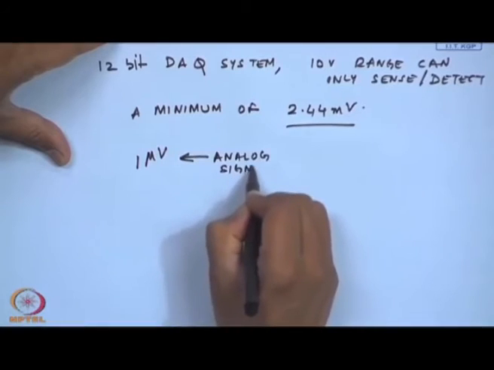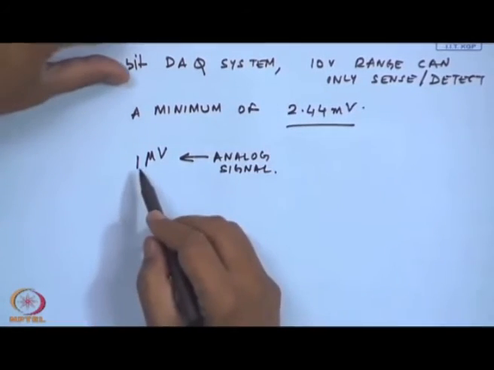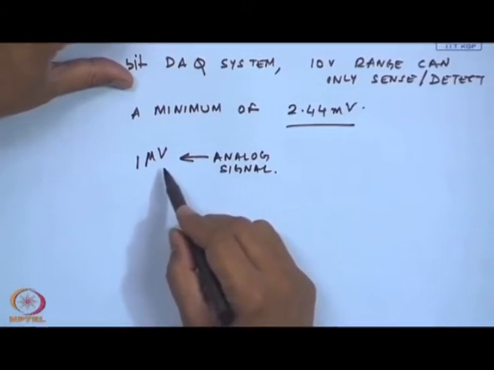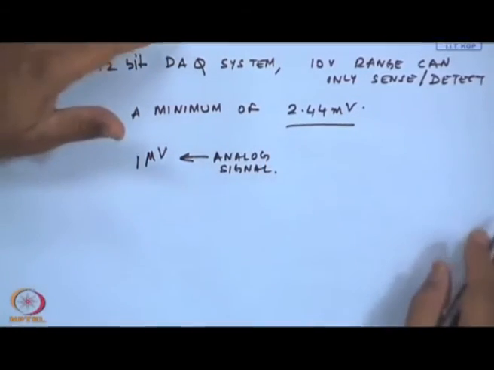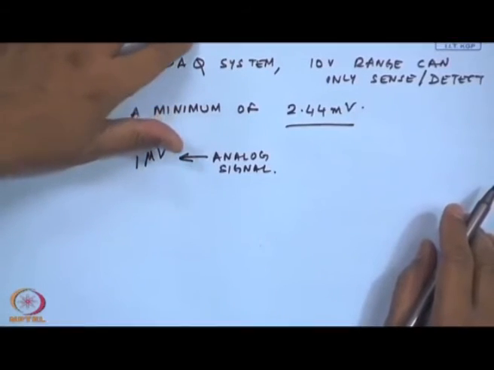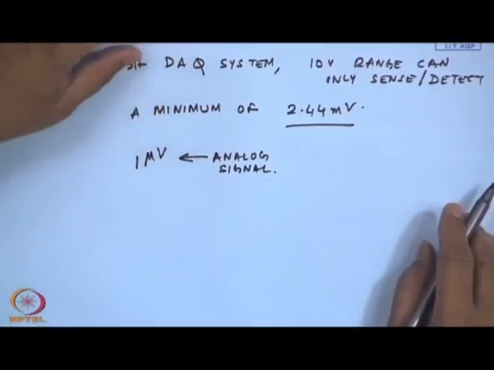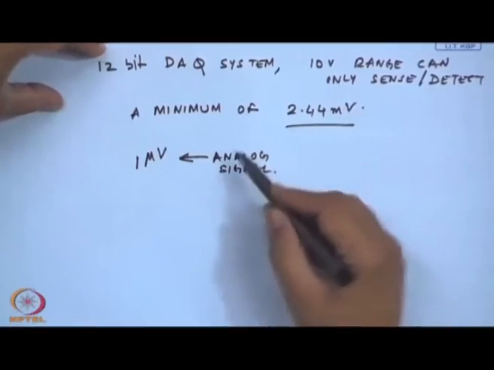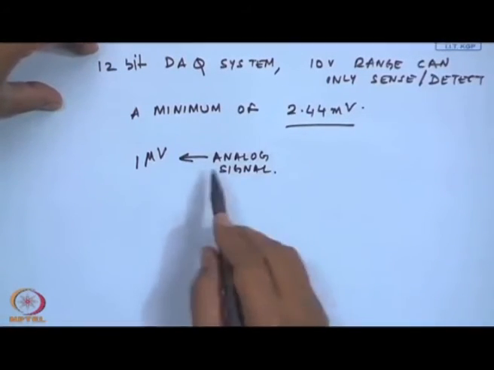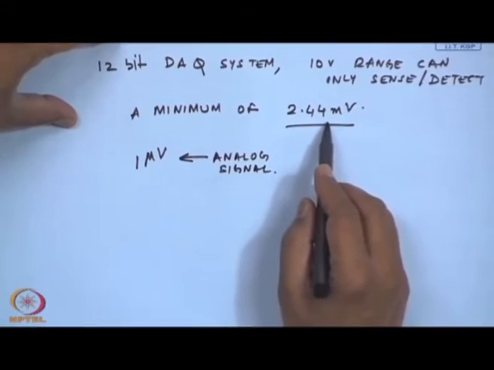A very low temperature thermocouple signal will give you this kind of a value, and suppose you want to detect such a signal and you want to acquire it remotely or through a computer aided data acquisition. The problem is, is your 12-bit system good enough to sense it? Obviously, because 1 microvolt is much less than 2.44 millivolt, it cannot sense.